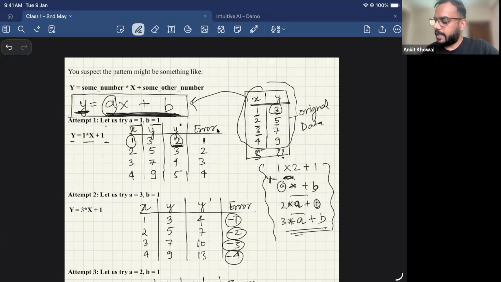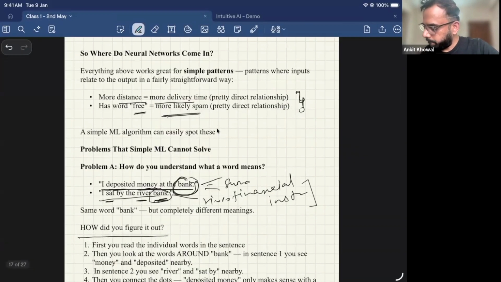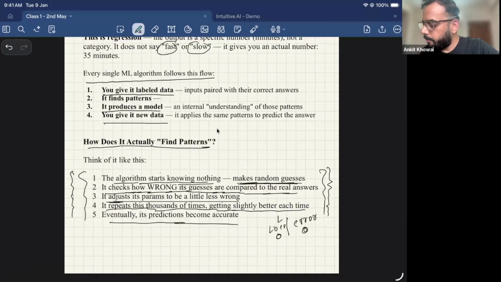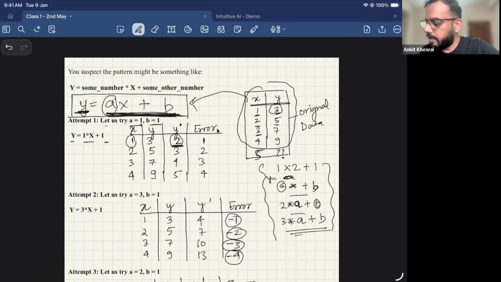So, okay, let me take a step back. What I'm trying to map to is this step. What did I say? The algorithm starts by knowing nothing and makes random guesses, right? So the algorithm figured out that there is some kind of relationship like this, but I don't know if this is right or not, because it could be something else also, right? I have to validate this theory, that to get to an answer for 5, this is the right equation, I have to figure out.